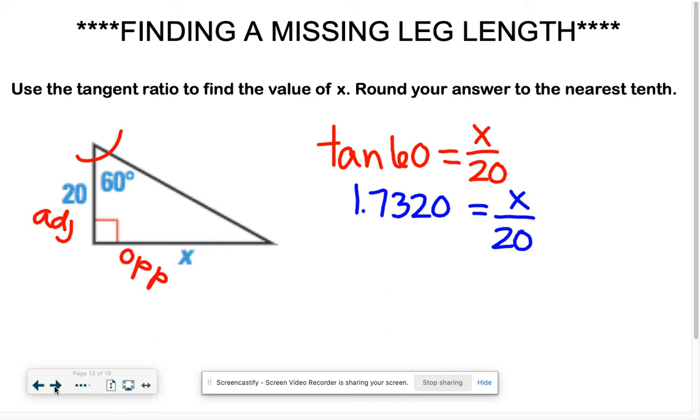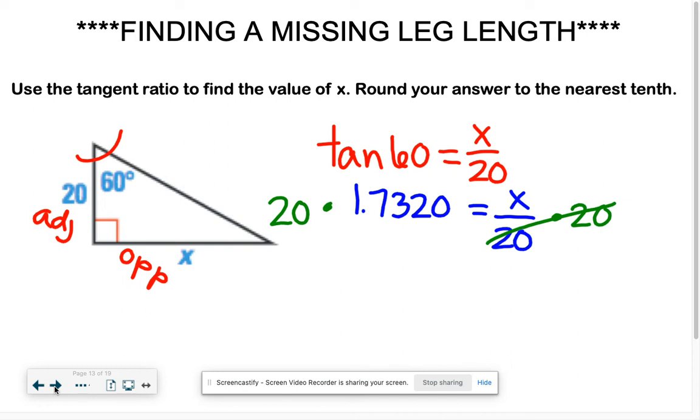And then our last step, how do you undo divide by 20? Multiply by 20. So you're going to take 20 times both sides. These will go away, so now you're just left with x over here. So now we have to figure out what 20 times 1.732 is.